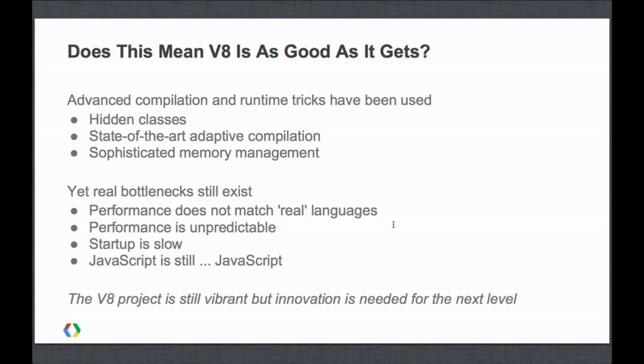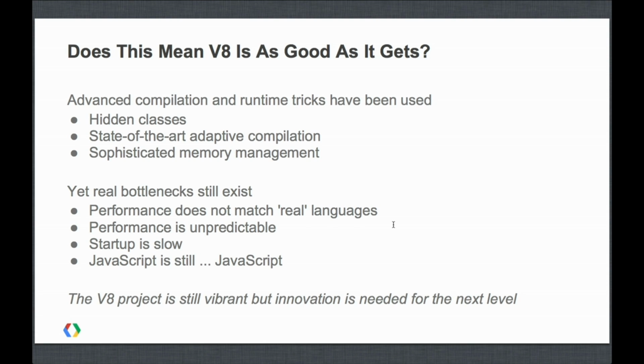So does this mean that V8 is as good as it gets? We have taken all these techniques from the past, advanced compilation techniques with hidden classes and sophisticated memory management. Is this what we have, or do we want more performance? Well, from the feedback we're getting, there still are a lot of bottlenecks in the browser. Performance is still not at par with real languages. You can define what real is your own way, but I would at least say Java and C# as contenders.